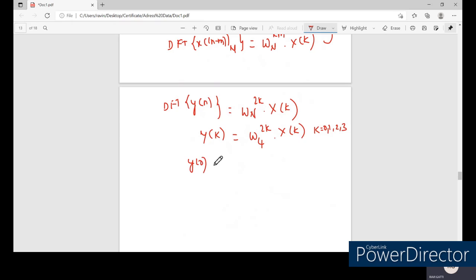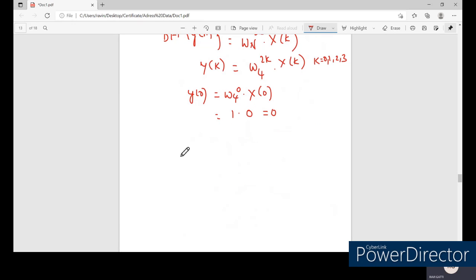So Y of 0 is omega 4 to the power of 0 into X of 0. Omega 4 to the power of 0 is 1, and X of 0 is also 0, so the answer is 0. Similarly, Y of 1 is omega 4 to the power of 2 into X of 1. Omega 4 to the power of 2 is minus 1, and X of 1 is 0, so the answer is 0.